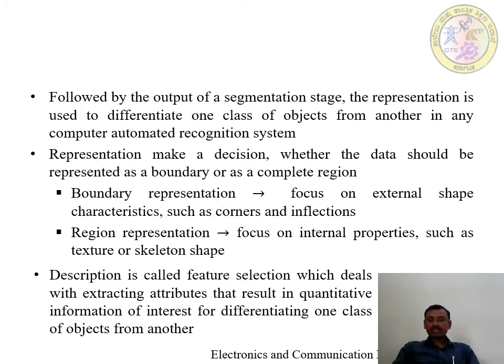In boundary representation, external shape characteristics such as corners and inflections are considered. In region representation, internal properties like texture or skeleton shape are considered. The description is basically the feature selection stage, which deals with extracting attributes that result in quantitative information of interest for differentiating one class of objects from another.